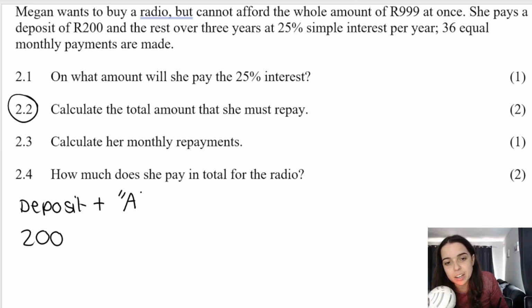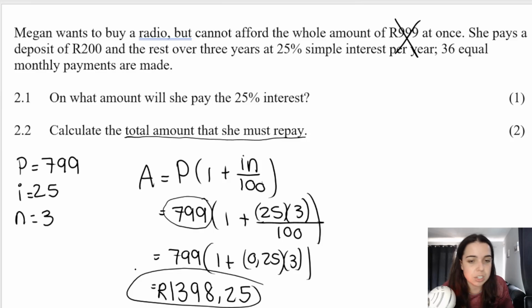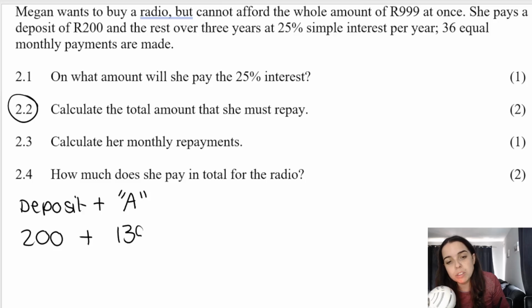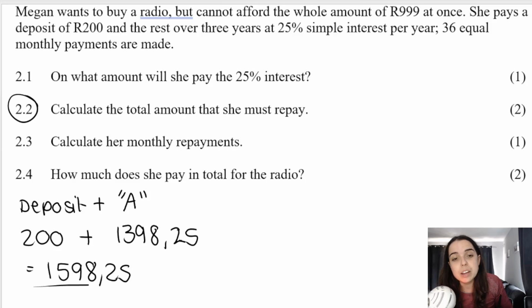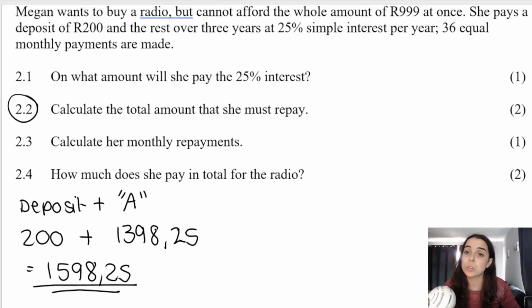That's the A value, the final value including interest, which we just did earlier: 1398.25. Adding those together with the 200, we get 1598.25. That's the amount that she ended up paying in total for the radio, when originally it only cost 999 Rand. But because she didn't have all that money on her at once, she had to pay a little bit, the 200 Rand, and then the rest with interest.